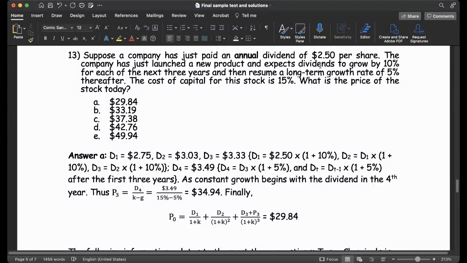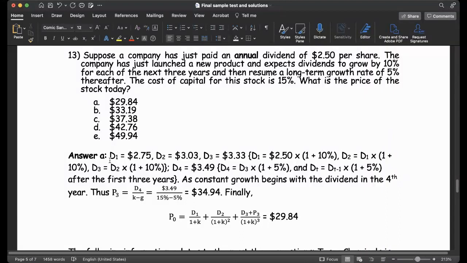The company just paid a dividend. Remember, this is D0, 2.5. The growth rate of the dividends in the first 3 years is 10%, so G1 here is 10%. After the first 3 years, we have G2, a second growth rate, of 5%. The cost of capital, which is R or K, is 15%. So we can use the two-stage model, or non-constant growth model, of the dividend model in this question.